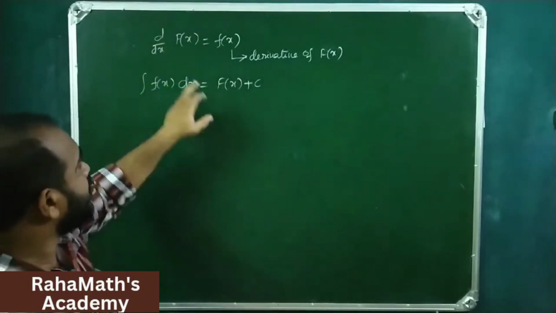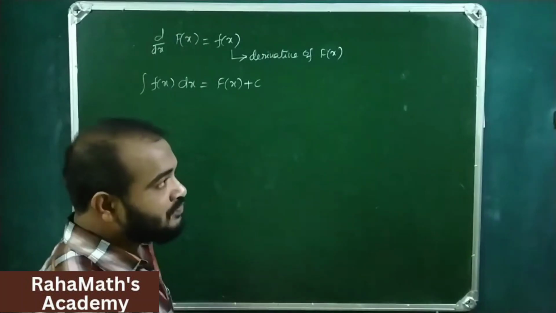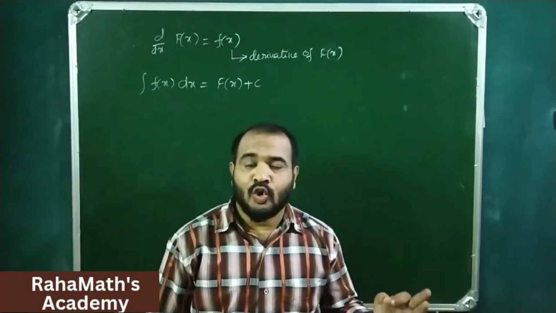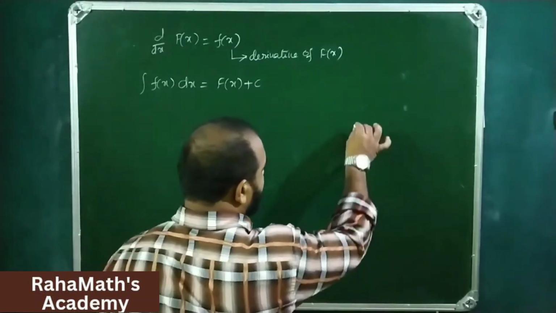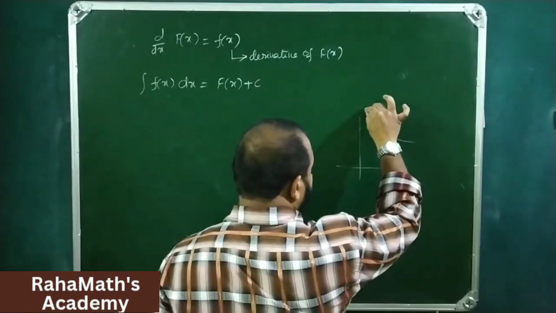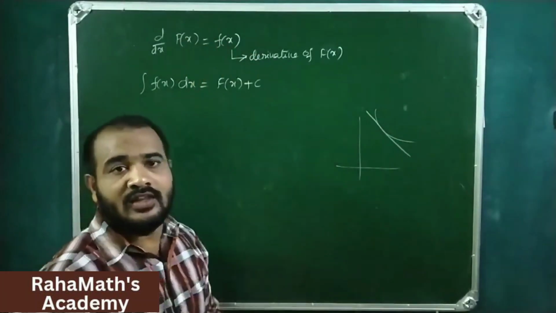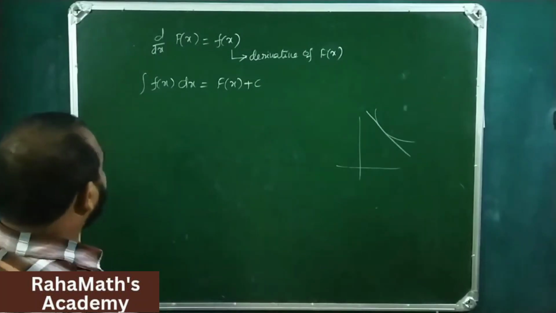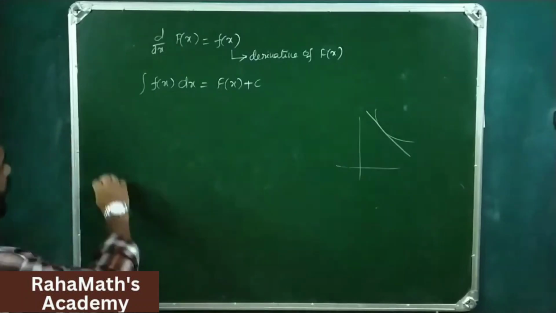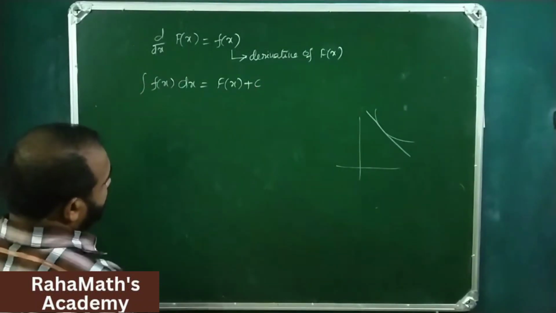We already know that the geometrical interpretation of differentiation is finding the slope of a tangent to the curve. For example, this is the curve, and we are finding the slope of this tangent. Likewise, this is the indefinite integral. So let integral f of x dx equal F of x plus c.